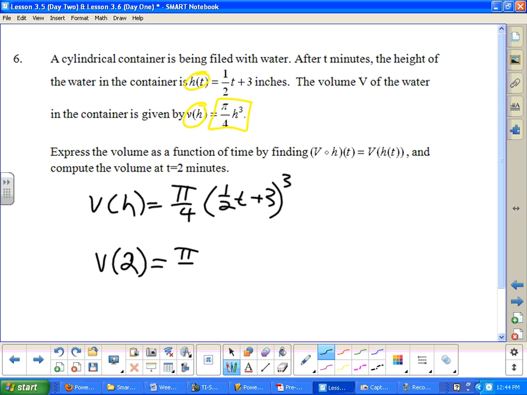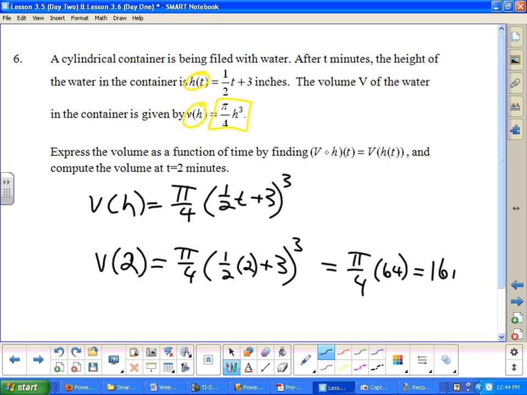So that would be pi over 4 times 1/2 times 2 plus 3, that whole thing cubed. Yes, we're just going to put 2 in for t then. Okay. So we get 1 plus 3 is 4. 4 cubed is 64. Okay. So this would be pi over 4 times 64, which is 16 pi.